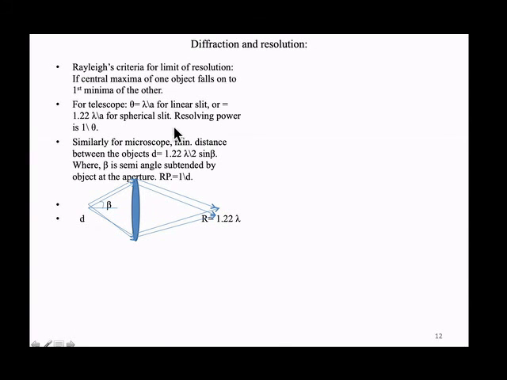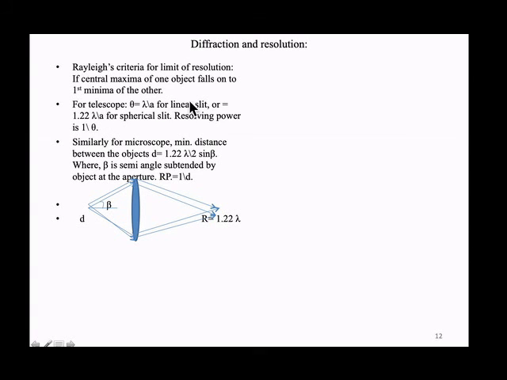Now we have seen earlier the resolution. For a telescope, theta is the resolution. For a microscope, 1 by d is the resolving power. For a telescope, 1 by d theta is the resolving power. So here we have observed 2 lambda by a. Lambda by a is for theta on both sides.